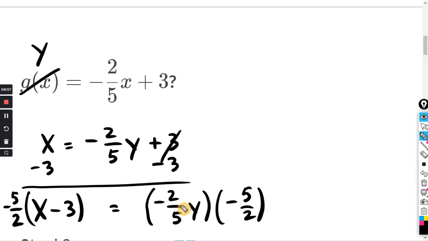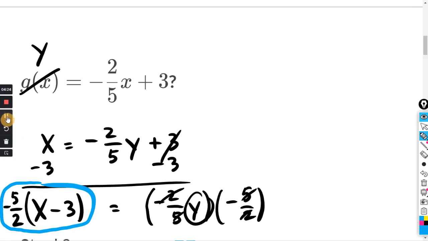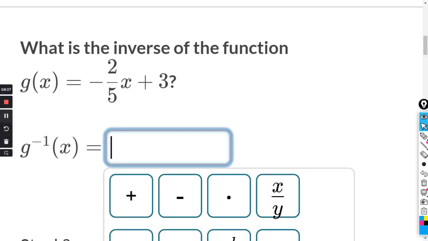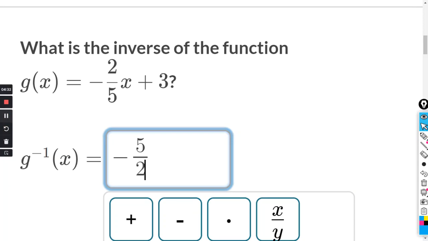On the right-hand side, -2 over -2 cancels, 5 over 5 cancels, and we have y equals. So this right here is the final answer, -5/2 times x minus 3. Click inside the box. -5/2 will give you -5/2. Hit the right arrow key and use your parentheses, x minus 3. No need to write y equals. They have that there already.